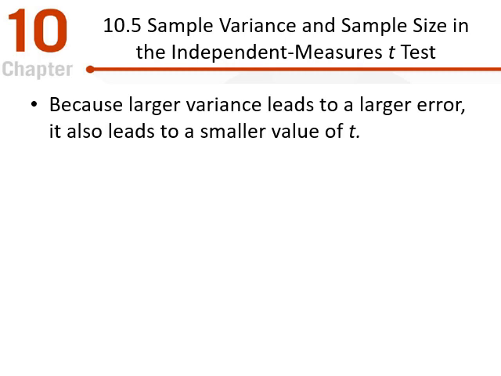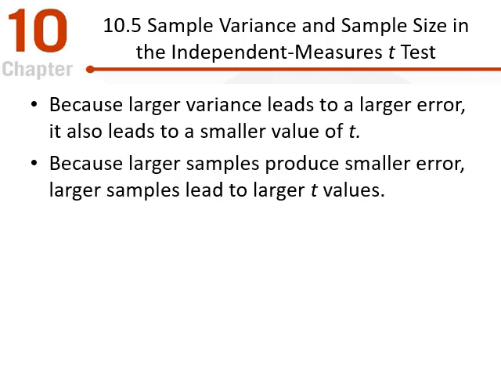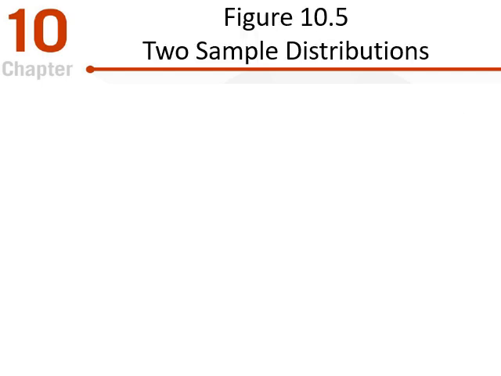Let's talk about variance and sample size. Because a larger variance leads to a larger error, it also leads to a smaller t. Because larger samples produce smaller error, larger samples lead to a larger t.